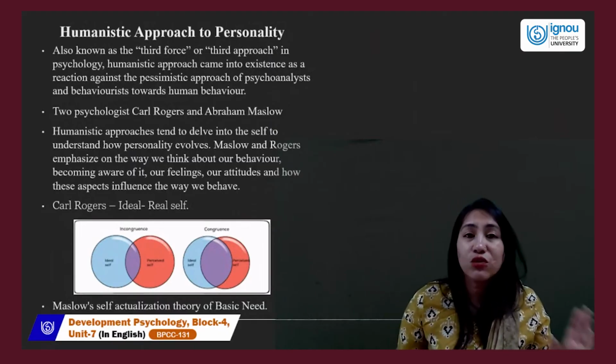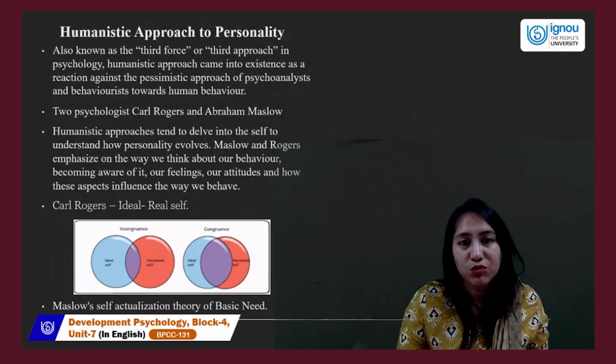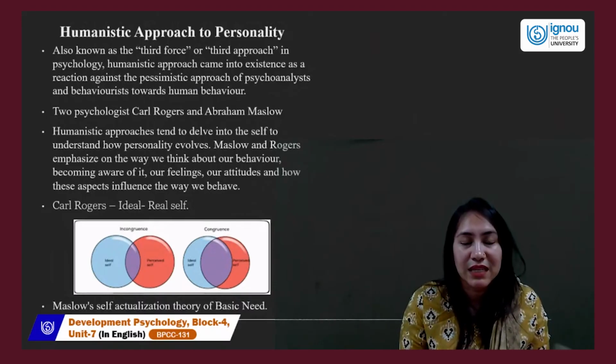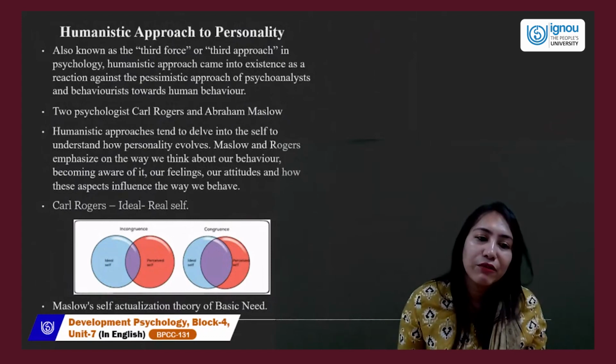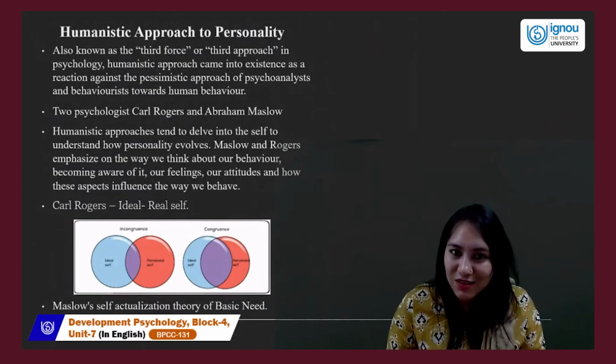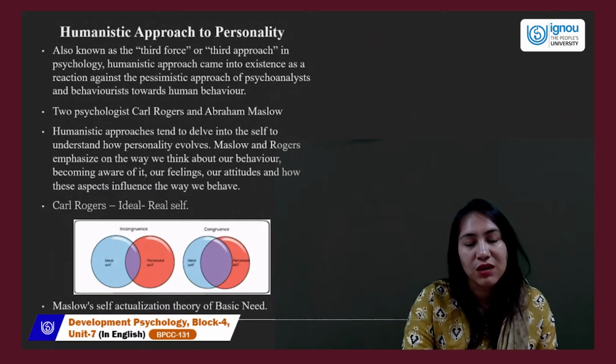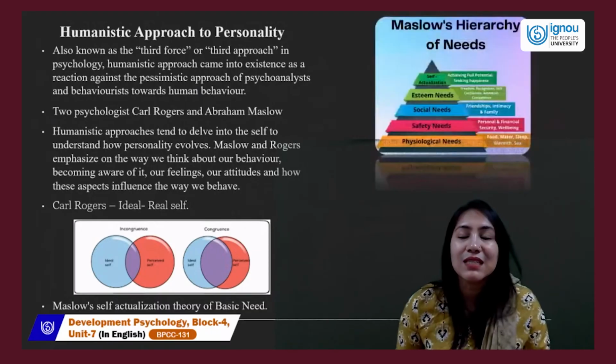Incongruence is when your real self is not reflecting what you really want to do in life. It's a complete disaster. It will lead to dissatisfaction, unhappiness, discontentment, and further a person is going to lose his personality development. Then there was Maslow's theory of self-actualization, which was this.